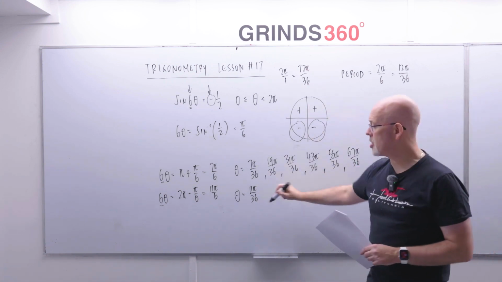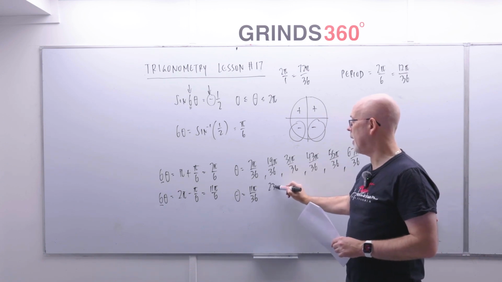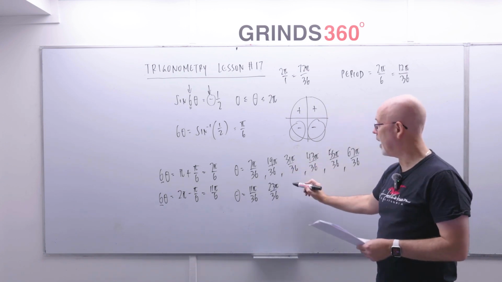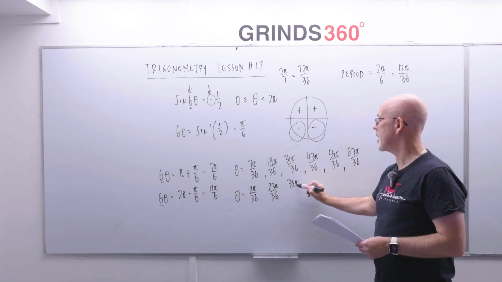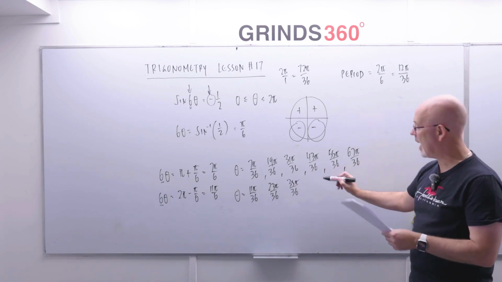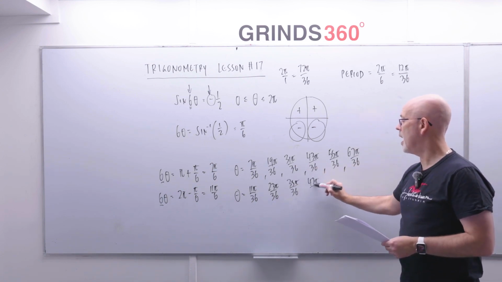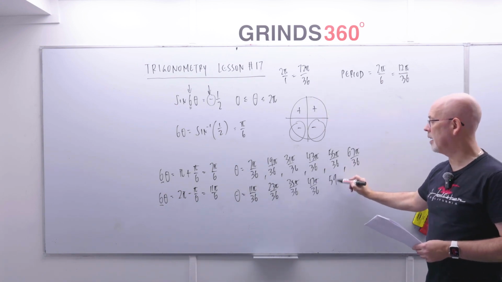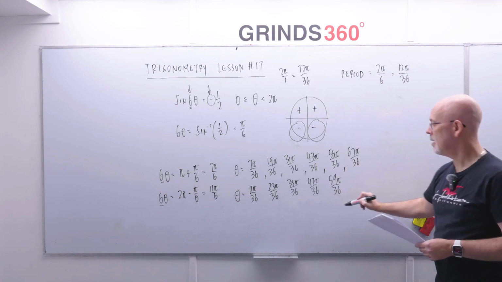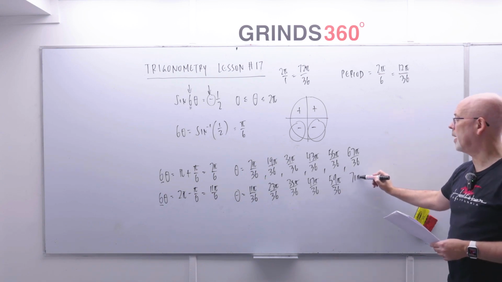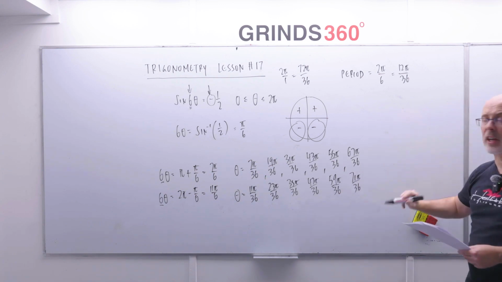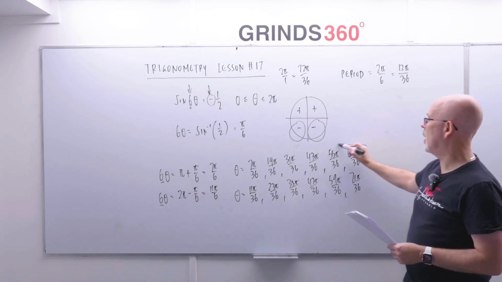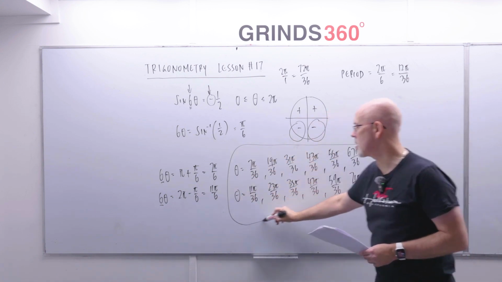What about this one? Add 12, I get 23 pi over 36, right? Add 12 again, I get 35 pi over 36. Add 12 again, I get 47 pi over 36. These are all fine, all right? Add 12, I get 59 pi over 36. Add 12, I get 71 pi over 36. And if I add 12, I get up to 83. I'm gone bust. So there are my answers there, and there's the 12 solutions. So that's a really difficult question with lots of solutions.